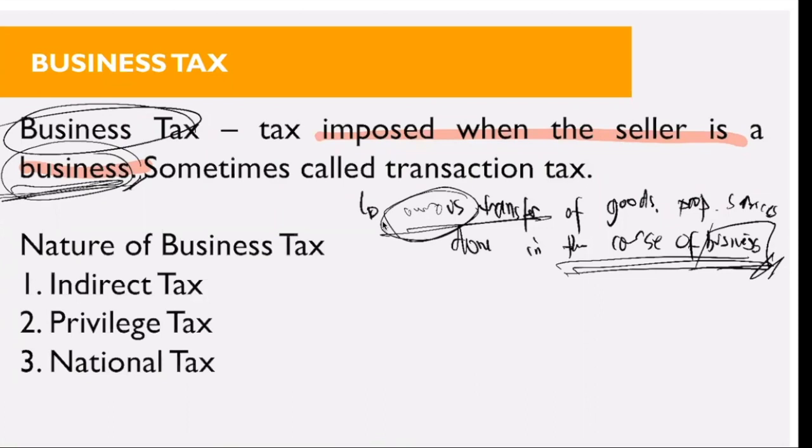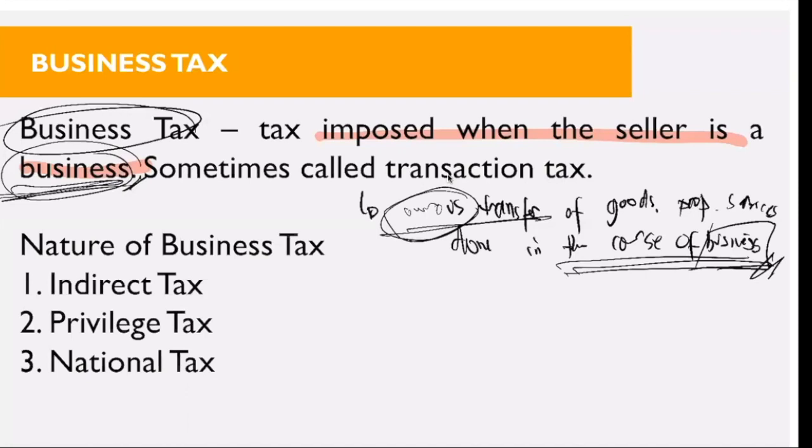So again, what is the main difference between the taxation of an onerous transfer under an income tax and a business tax? In income tax, the onerous transfer is not made in the course of business, while in a business tax, it is done in the course of business. So we go now into the nature of a business tax. So what are the natures of business tax? The following are the natures of a business tax.